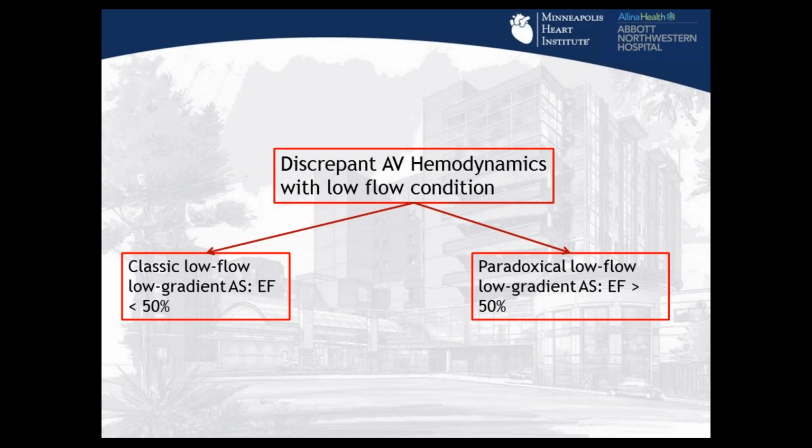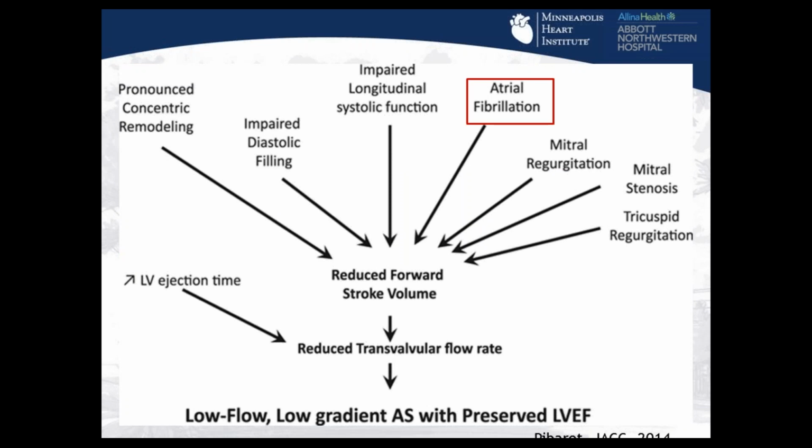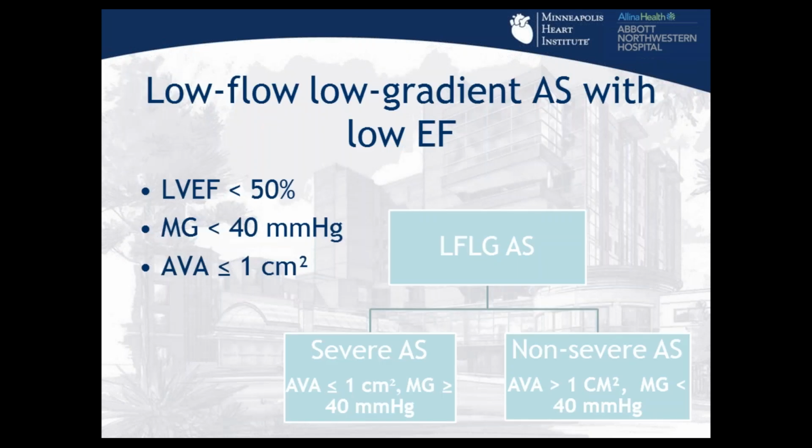Now that has been a topic of a recent grand round, so I'm not going to discuss it in a lot of detail. I'm going to focus more on the classic low flow, low gradient AS today. But from all the causes of paradoxical low flow, low gradient AS, I'm just going to talk quickly about how atrial fibrillation plays a role in that and what we've done to improve our assessment of aortic stenosis in this condition.